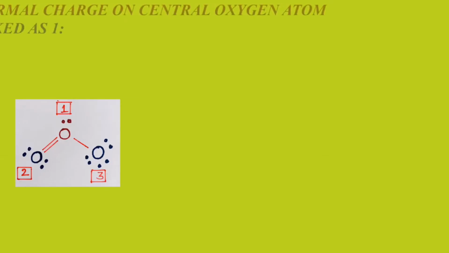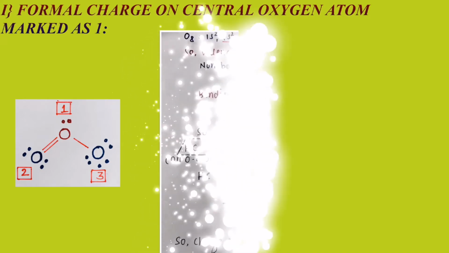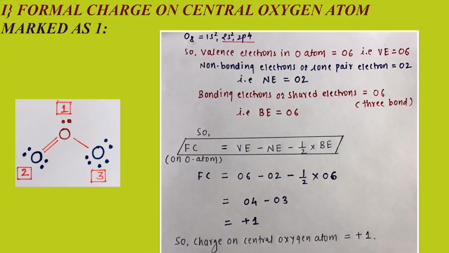Let us calculate the formal charge on the central oxygen atom, which is marked as number 1. Now let us calculate the number of valence electrons of the oxygen atom. Oxygen has atomic number 8, and its electronic configuration is 1s2, 2s2, 2p4. The 2s and 2p contain the valence electrons, hence there are a total of 6 valence electrons in the oxygen atom. So here the value of V equals 6.